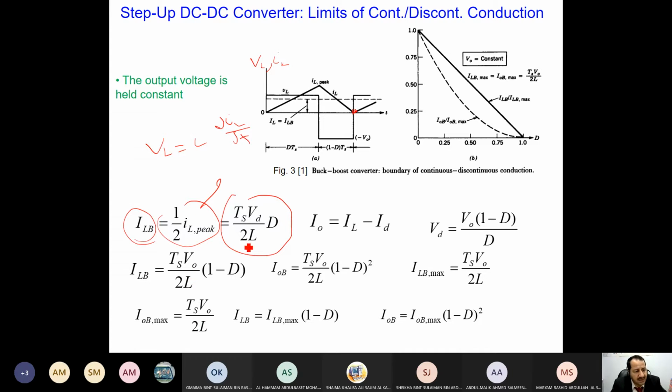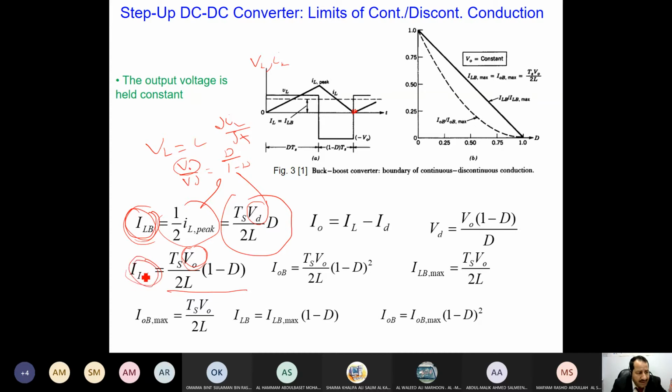IL is TS VD D over 2L. Now this inductance current is in terms of input voltage, but I know the relationship between output voltage and input voltage is D over 1 minus D. Can I substitute to find the current in terms of output voltage? Yes, I can. Now the equation becomes this form. Okay, now I just need to substitute here. It will be IL in terms of VO.